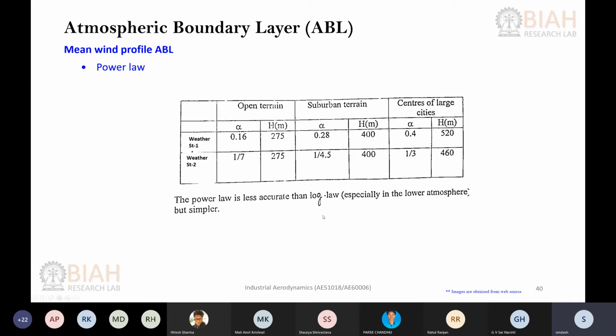Okay, and you can see that compared to your logarithmic profile, the power law profile is quite easy to handle. Okay, it is easy to handle, and you can get information like integration is also easy to do.